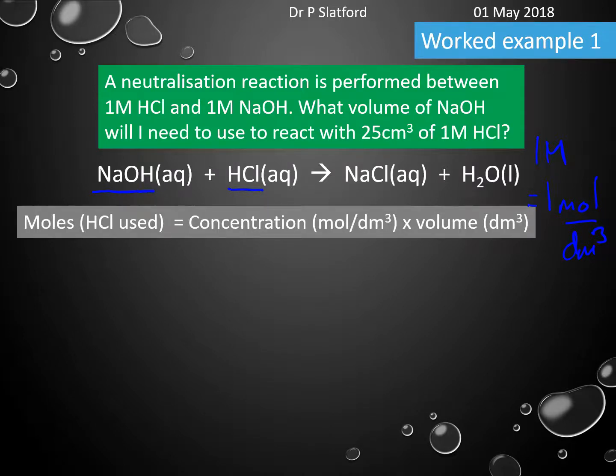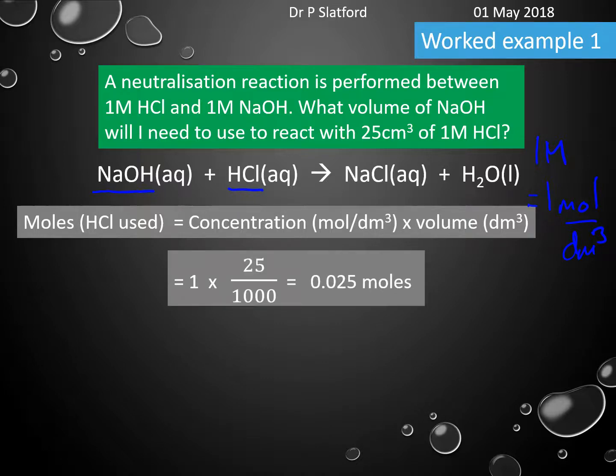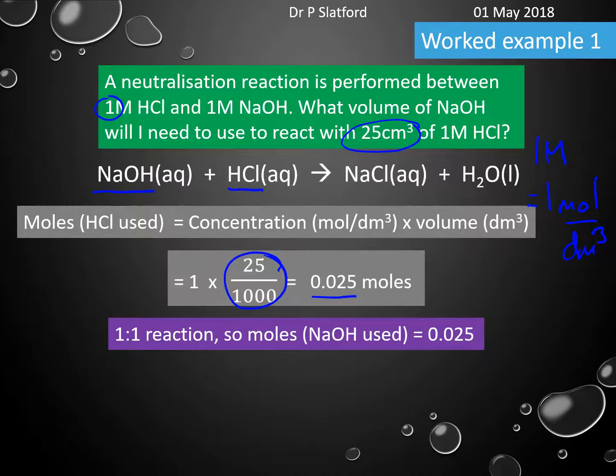I need to remember that the moles of HCl that I'm going to be using is the concentration in moles per decimeter cubed multiplied by the volume in decimeters cubed. Okay, so the concentration I've been given is 1. I need to convert my 25 cubic centimeters to decimeters cubed, so I divide by 1,000. So 1 times 25 over 1,000 is equal to 0.025 moles. But my balanced symbol equation tells me that I've got a 1-to-1 reaction, and this tells me that the number of moles I use of HCl is equal to the number of moles of sodium hydroxide that I'm going to use. So the number of moles of sodium hydroxide I use is therefore also equal to 0.025.